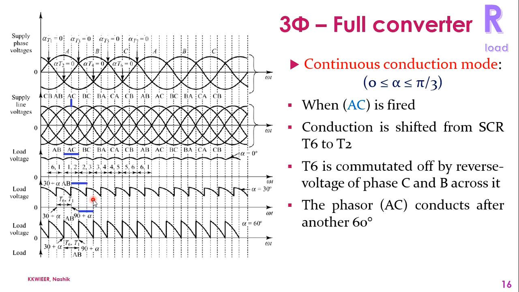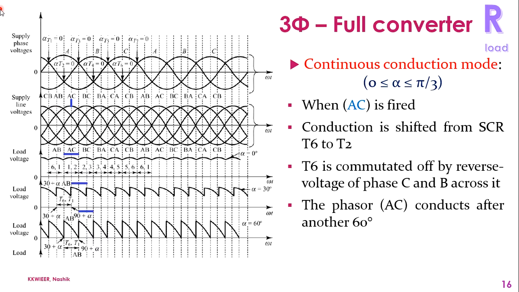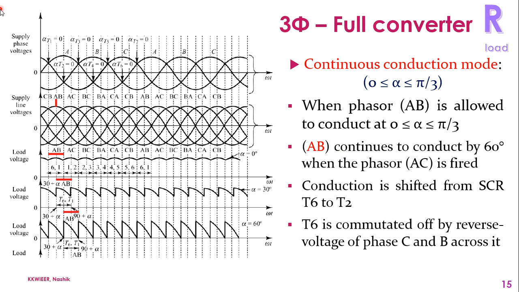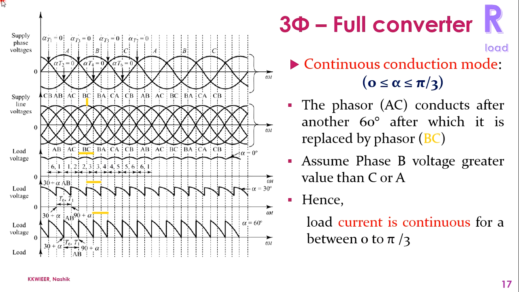Now T6 is commutated off by the reverse voltage of phases AC and B across it. The phasor AC will conduct for another 60 degree. So if you see in the previous diagram AB, and it is shifted to AC. For the next pulse BC is made to conduct, it will shift for another 60 degree. So if you see for an angle 0 to pi by 3, when the alpha is 0 degree, 30 degree and 60 degree, the current is continuous in this mode. So this is called the continuous conduction mode, where the load current is continuous for 0 to pi by 3.